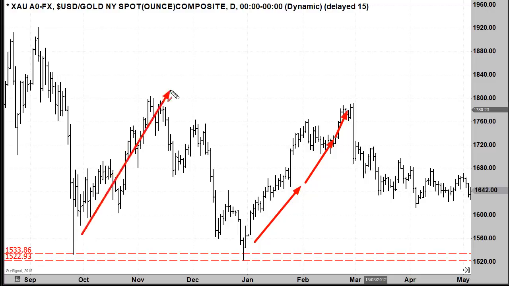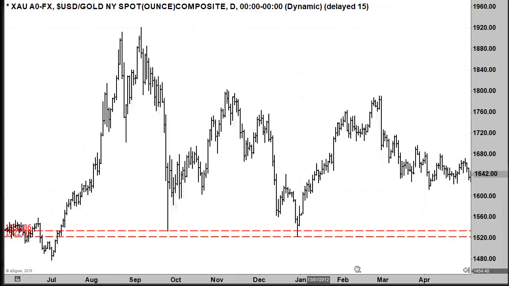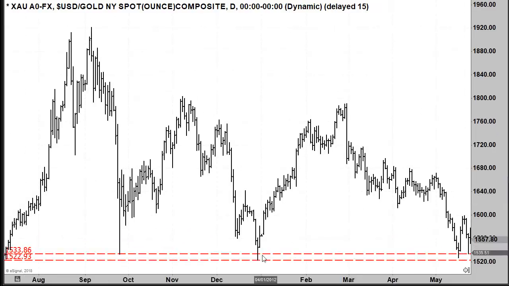That was the first rally which failed. In fact, I'm going to color this slightly differently. This also failed, as you can see here. Okay, let's see what happened next. And by the way, notice this low here. This low that I've marked, these lines that I've marked.